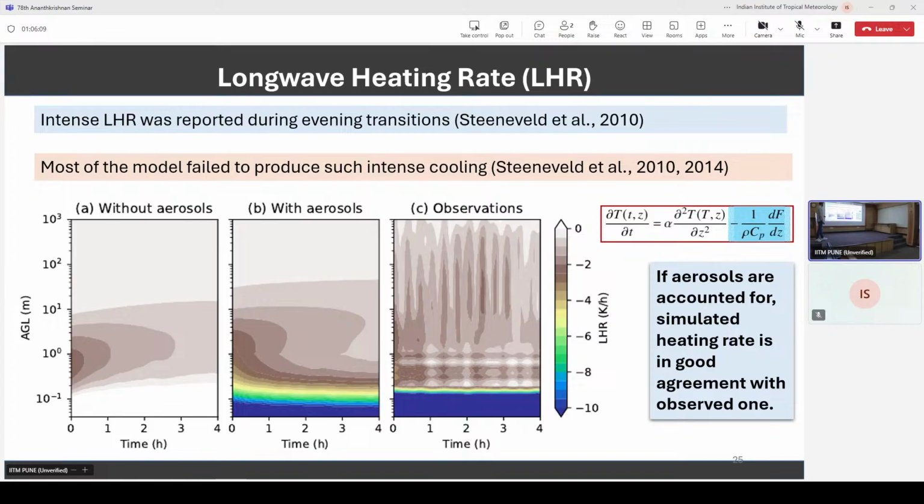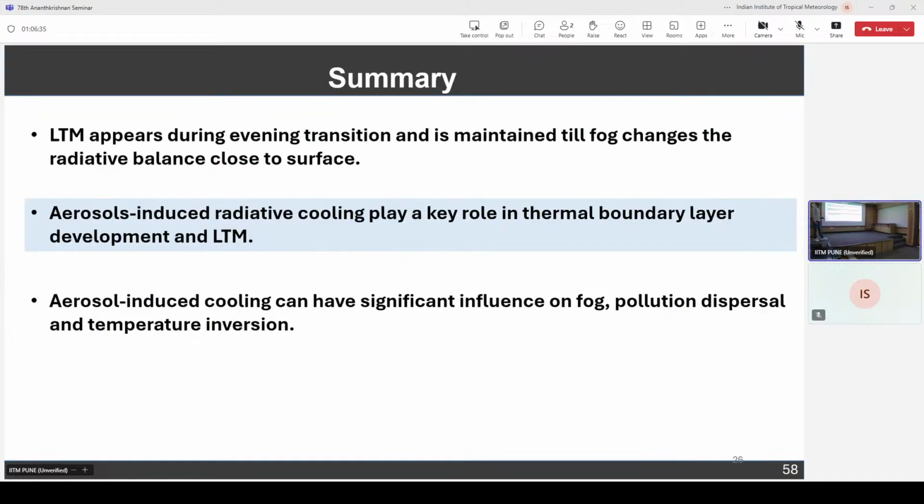We can clearly see this, without the aerosols, and when I account for the aerosols and compare with the observation. This is direct from the field observation, calculated from this particular equation. Since we have the temperature profile, we can calculate dF by dz, and we know all the other parameters. We calculated the radiation divergence and the longwave cooling rate, and we see that the observations are quite close to the aerosol-accounted simulation. So this all highlights that the aerosol vertical profiles and the cloud vertical profiles modify different atmospheric processes and need to be accounted for in the weather models as well as the climate models.